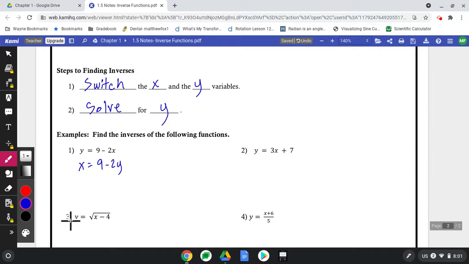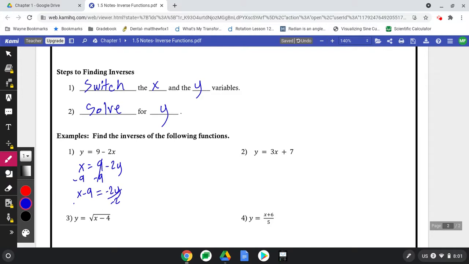Now, in order to figure out what this actually looks like compared to the other function we had, we should get y by itself, so it's kind of in the same context. To do that, we'd subtract 9. Just simple algebra, right? We're left with x minus 9 equals negative 2y. So then we've got to divide by negative 2. We'll divide both of those. And right over here, y would equal negative 1/2 x plus 9 over 2.